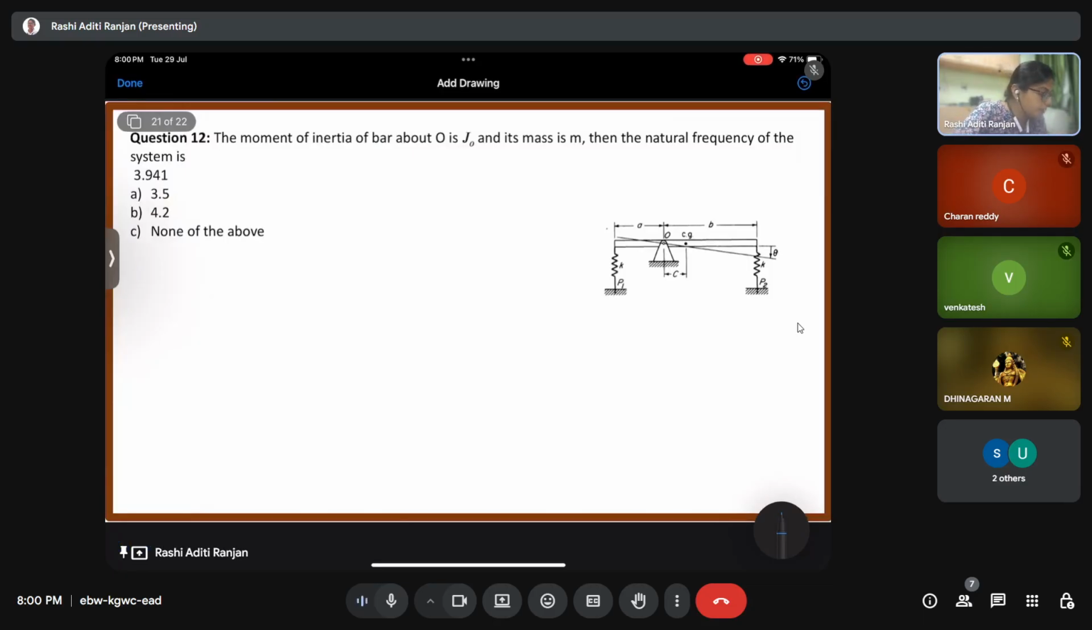See, here you have a system wherein the bar has a moment of inertia J naught and it has a mass m as well. And we have to find out the natural frequency of the system. First thing first, the pivot point is actually at a distance c from the center of gravity.